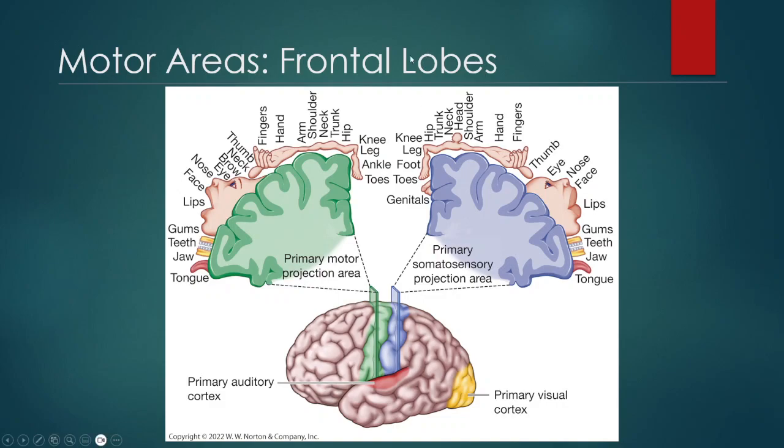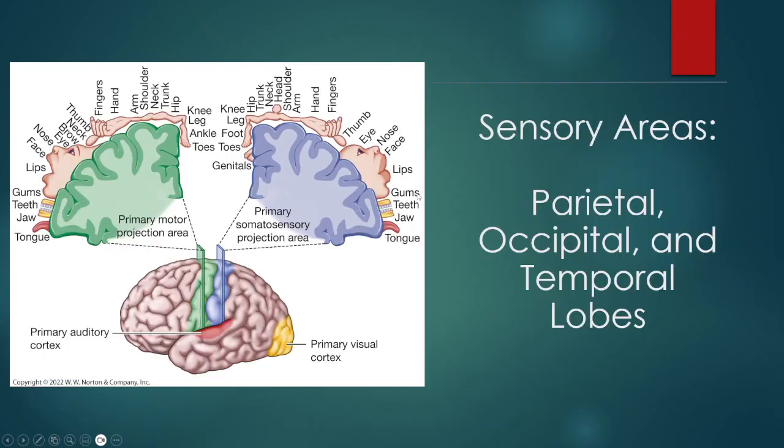So your motor areas, as my header tells you, are in the frontal lobes. Your sensory areas, the incoming information, the touch sensation, is in your parietal lobe, right, as I showed you on the last slide. But then I want to add in that the visual cortex is in your occipital lobe.